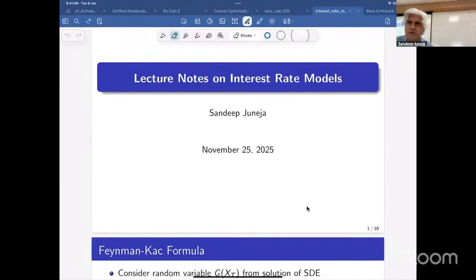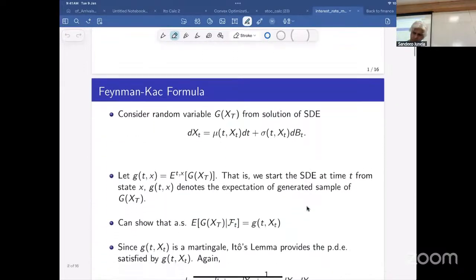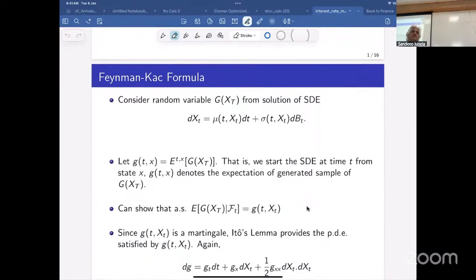How much time do we have? Okay, we have 20 minutes, 22 minutes, right? So interest rate models, but I think we'll probably just cover the initial part. So let me give you a version of the Feynman-Kac formula. It's not the most general version. The most general version is not much harder than what I'm showing you.